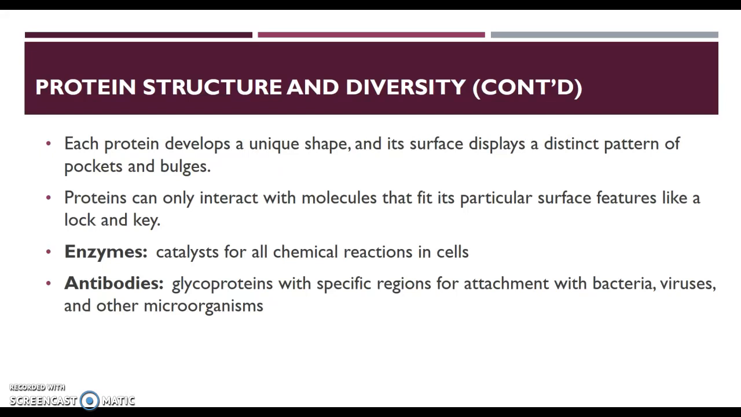Antibodies also work in this way. Glycoproteins with specific regions for attachment are going to interact with the antibody to identify bacteria, viruses, or other microorganisms.